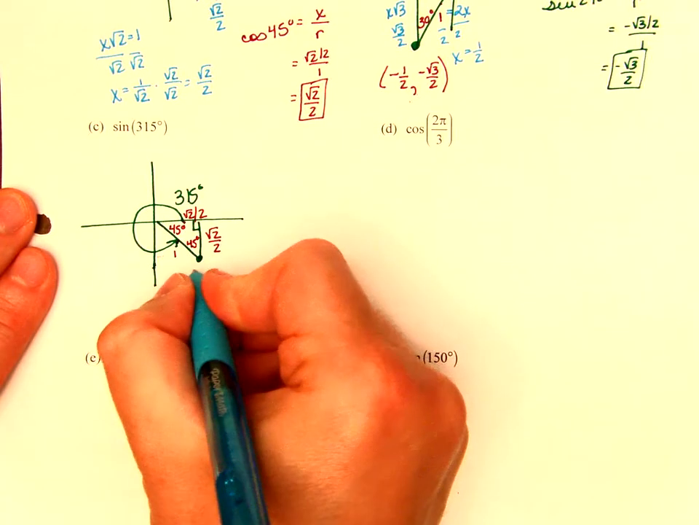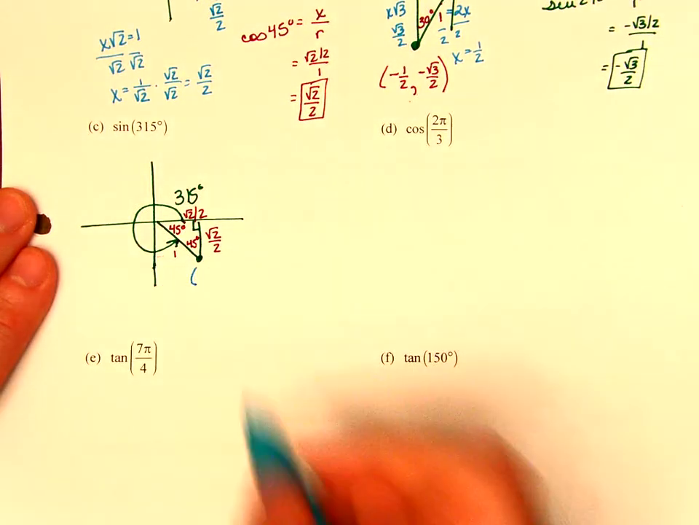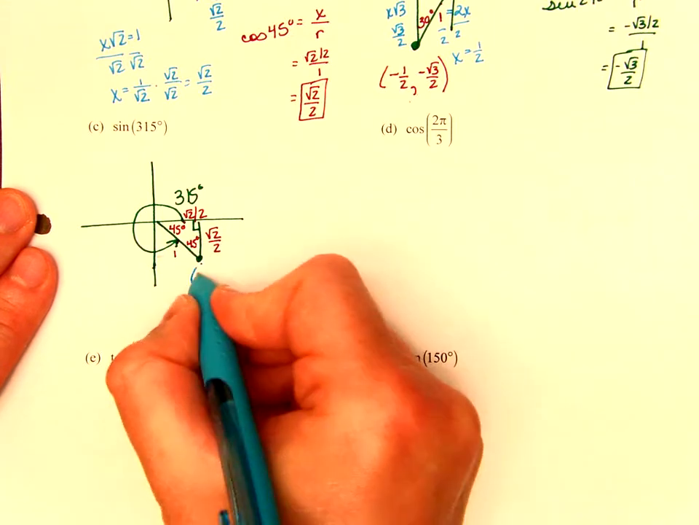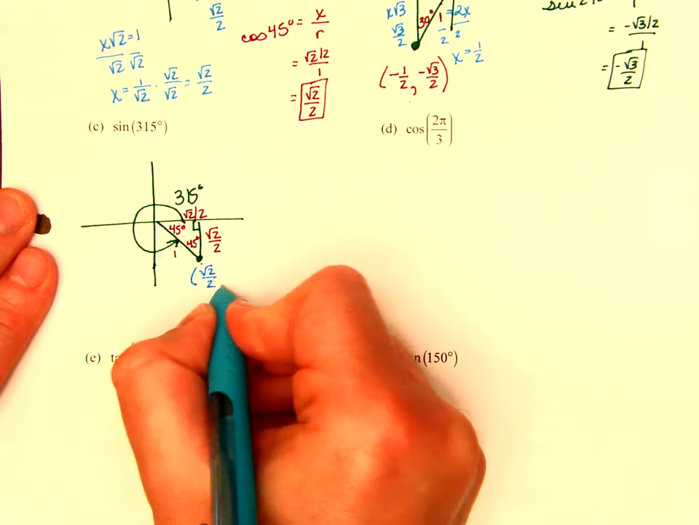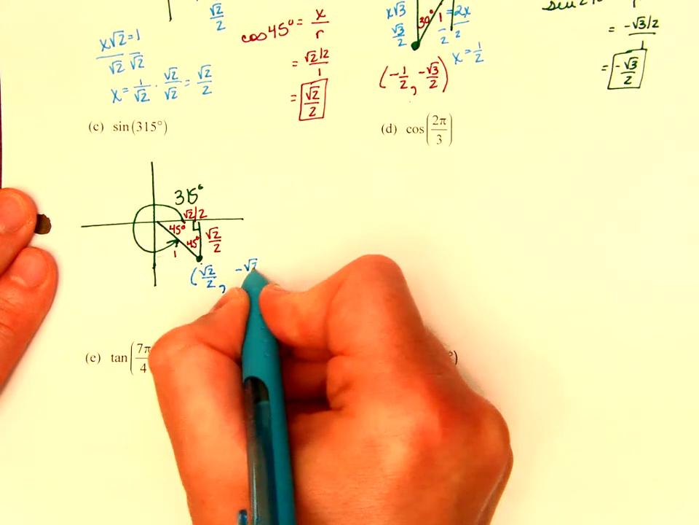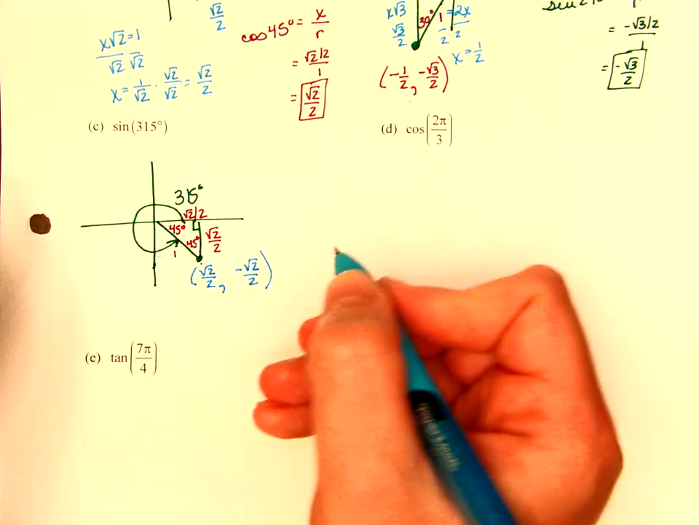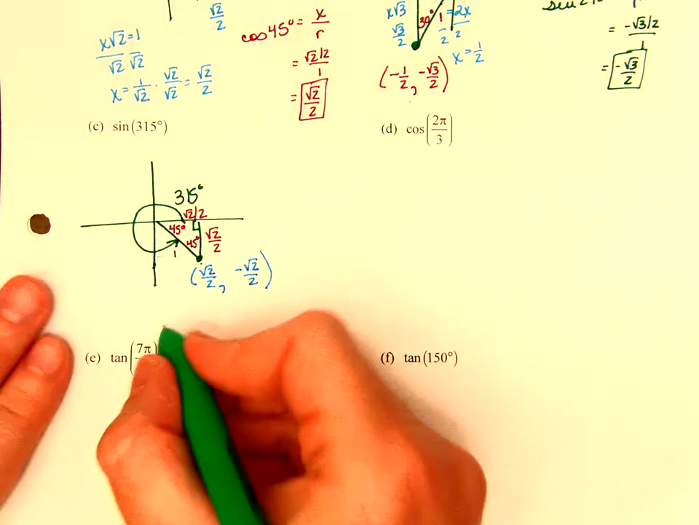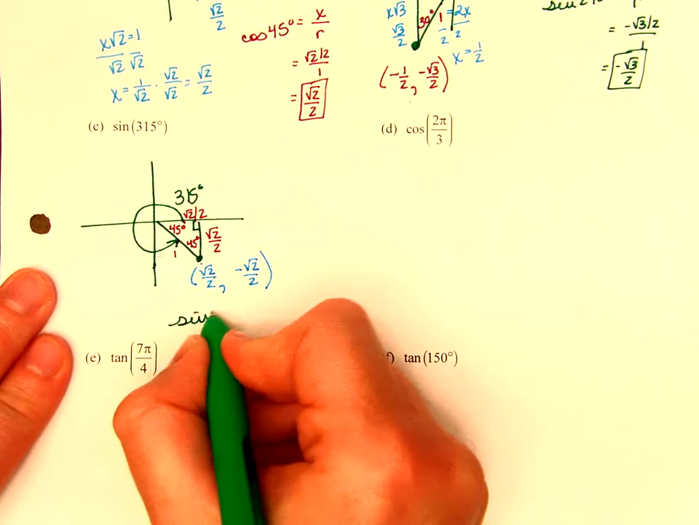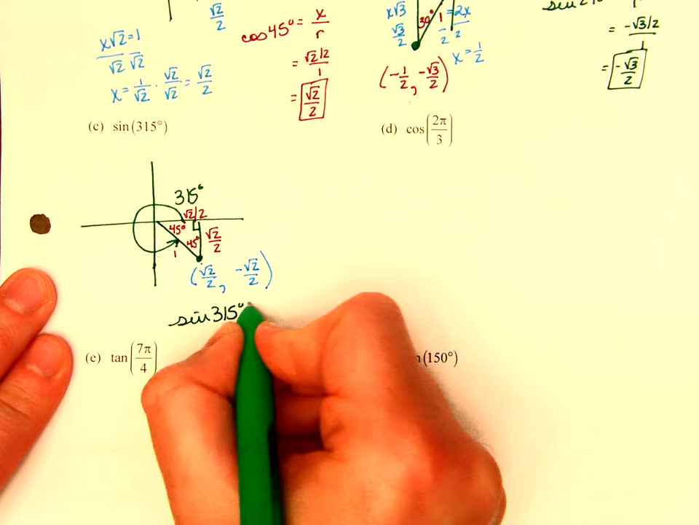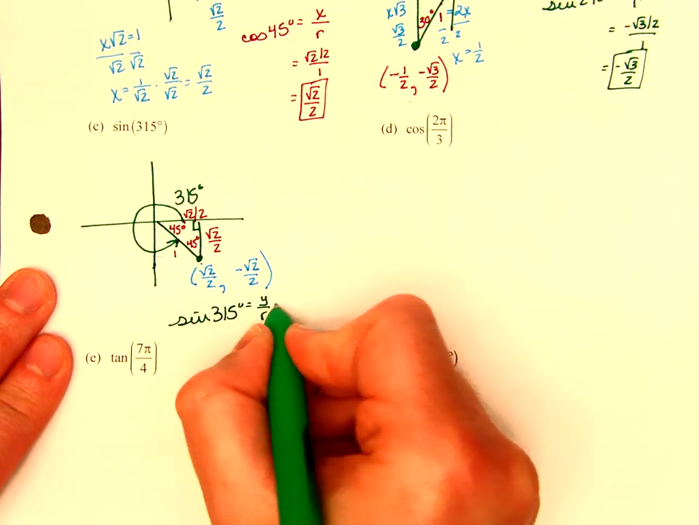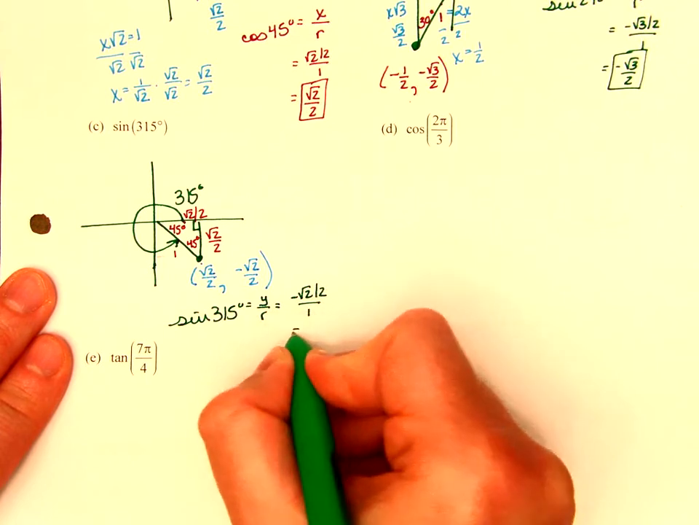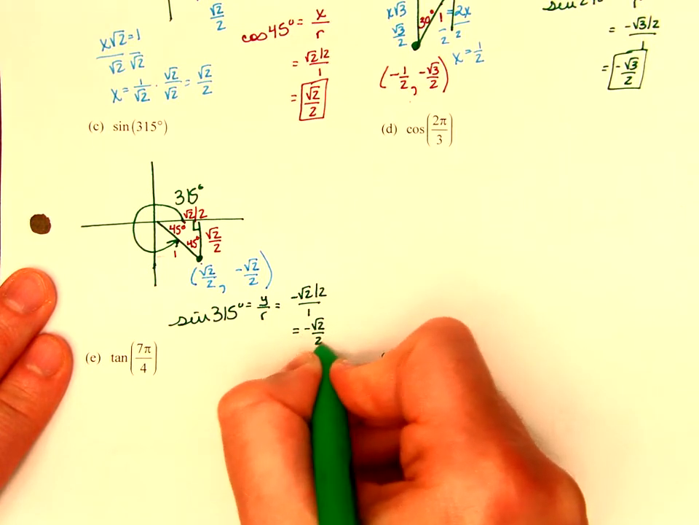And now I need to give some coordinates. To get here, I moved right and I moved down. I moved right, root 2 over 2. I moved down, root 2 over 2, so negative root 2 over 2, and we have our coordinates. So I'm ready to go. The sine of 315 degrees is my y over my r, so negative root 2 over 2 over 1, or negative root 2 over 2.